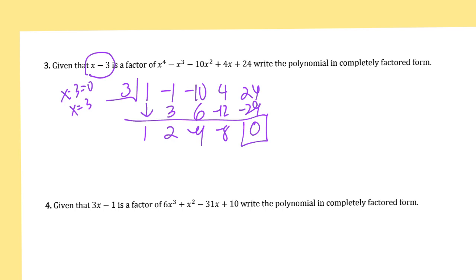And so it says, write it in completely factored form. Okay, so here's the deal. We've got x minus 3 as our first factor. And when we add these letters back in, we put the x back in, the x squared back in, the x cubed back in. So we've got x cubed plus 2x squared minus 4x, and then minus 8.